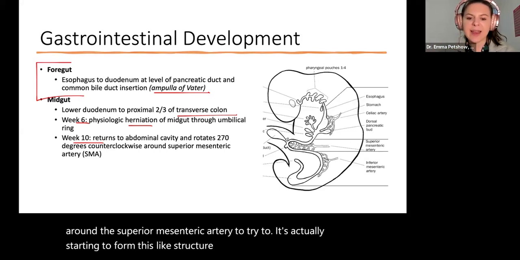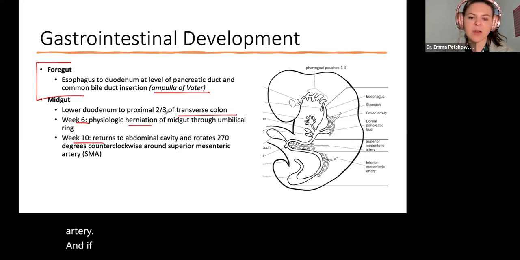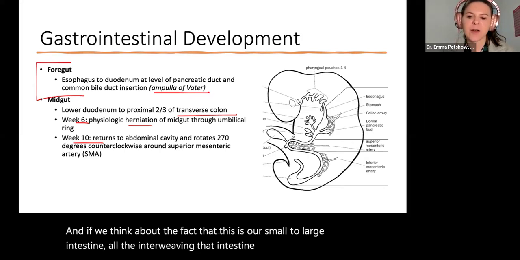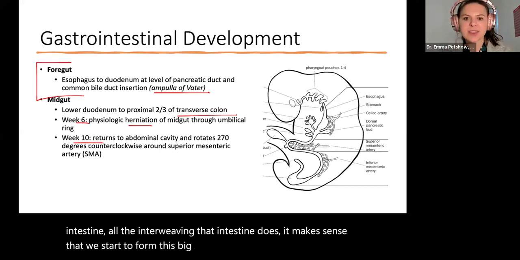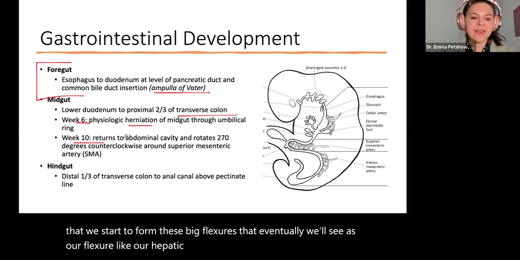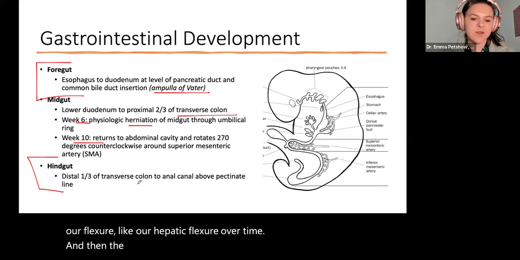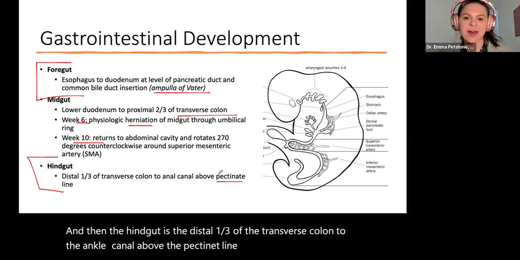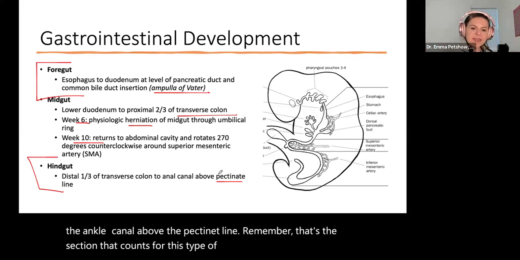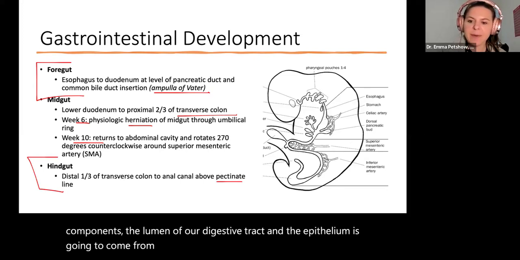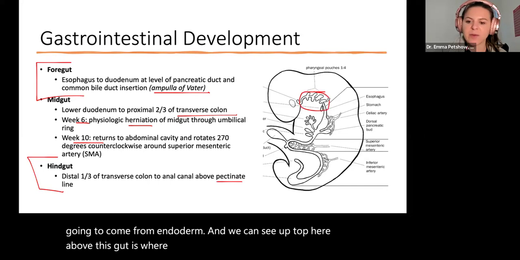It's actually starting to form this structure that's interrelated with this artery. And if we think about the fact that this is our small to large intestine, with all the interweaving that the intestine does, it makes sense that we start to form these big flexures that eventually we'll see as our hepatic flexure over time. And then the hindgut is the distal 1/3 of the transverse colon to the anal canal above the pectinate line. Remember, that's the section that counts for this type of region. And all of these components, the lumen of our digestive tract and the epithelium, are going to come from endoderm. And we can see up top here above this gut is where we have those pharyngeal pouches 1 through 4.